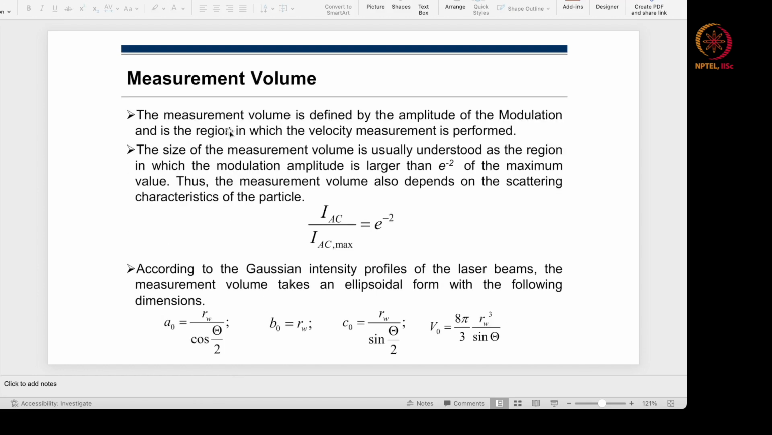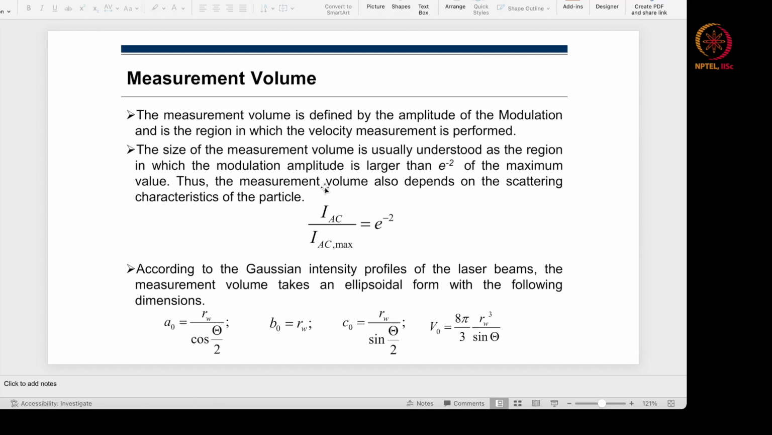So the measurement volume is defined by the amplitude of the modulation and the region in which the velocity measurement is performed. Now, the size of the measurement volume is usually understood as a region in which the modulation amplitude is larger than e to the power of minus 2 of the maximum value. Thus, the measurement volume also depends on the scattering characteristics of the particles. So, this is important, right? Because we are basically putting certain cutoffs. So in the intersection of the two beams, that particular volume, the particle will scatter.